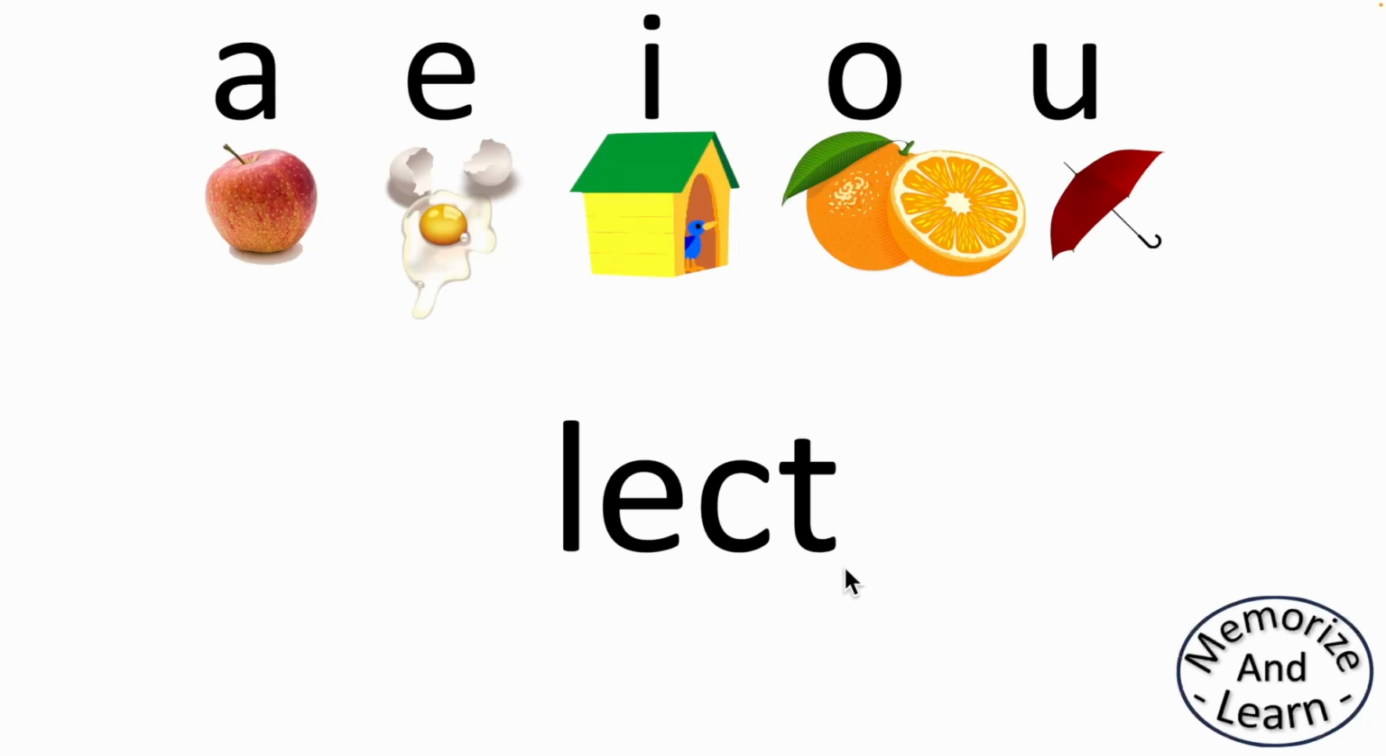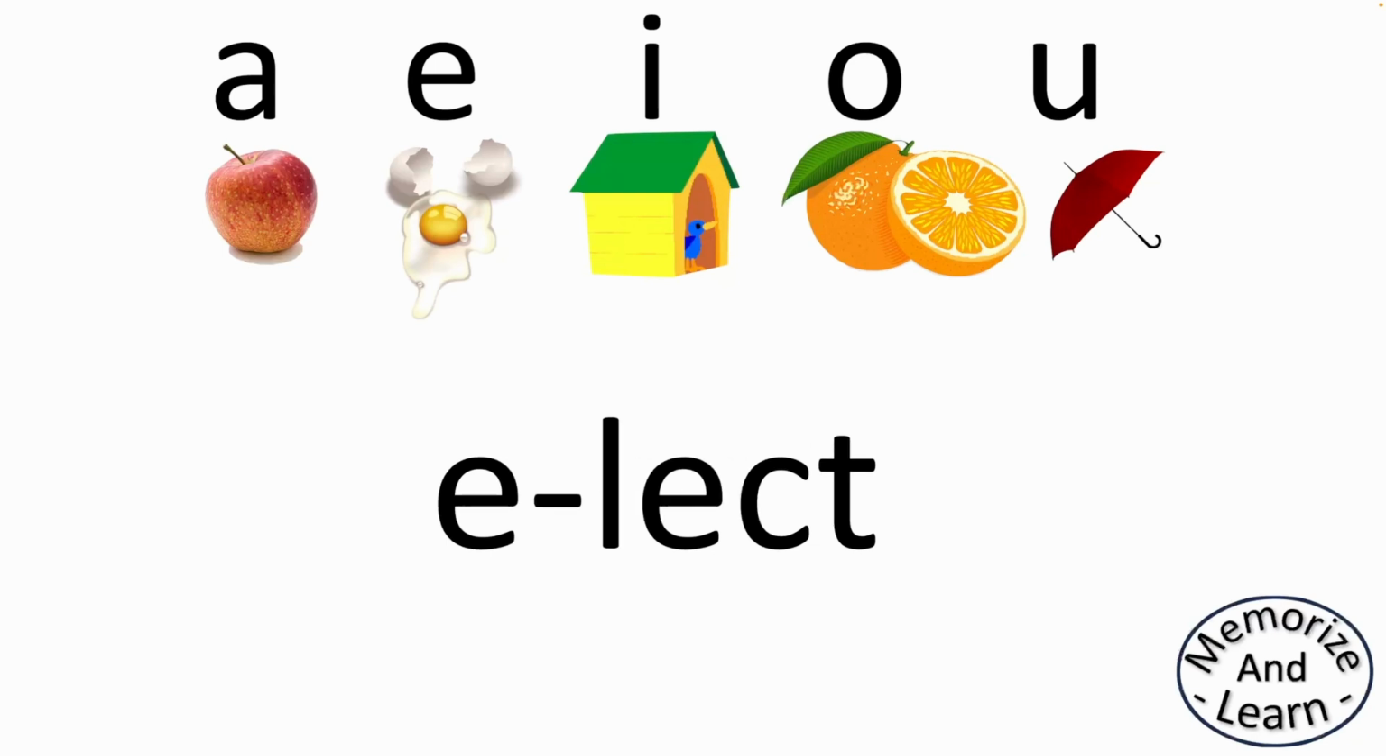Now we will add a letter in front. Please count the vowels. We have 1, 2. Now we have 2 vowels. We can cut this word into 2 syllables. Sometimes when E is at the beginning of a word, we make the long sound. In this word, we will make a long sound for this E. So this says E, and this one says E. Remember, this vowel has a long sound E and a short sound E.